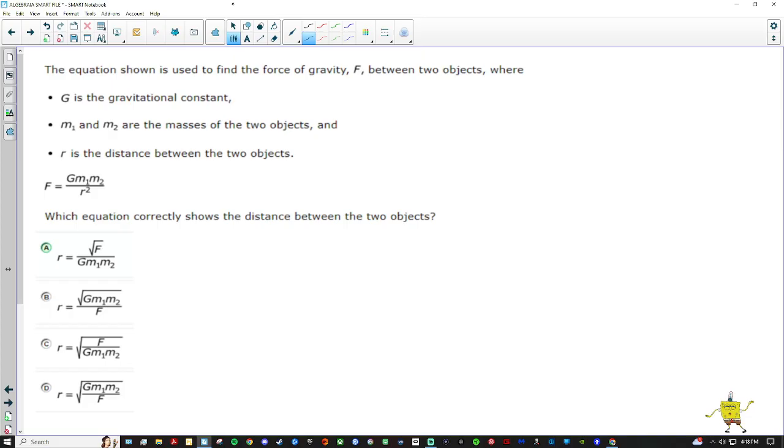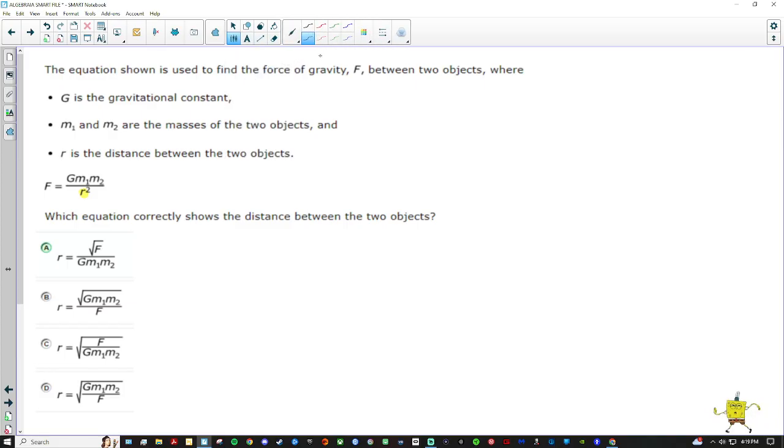Number 2, the equation shown is used to find the force of gravity F. F is our gravity between two objects. G is our gravitational constant. M1 and M2 are the masses of the objects, and R is the distance. Okay, which equation correctly shows the distance between two objects? So distance. They told us that distance is R. So we need this equation to be equal to R and not to F.